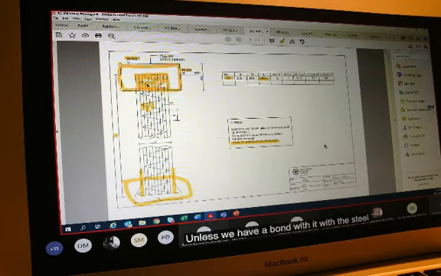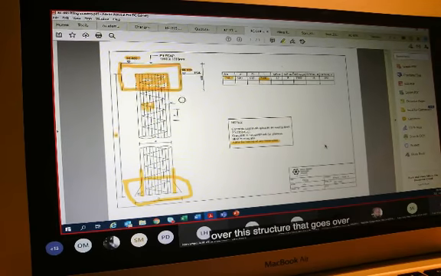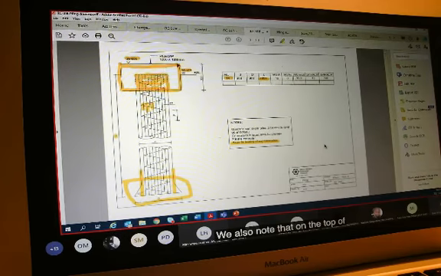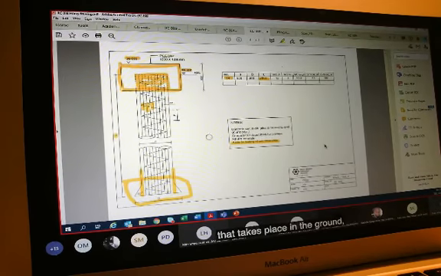Absolutely, Madolo. That is absolutely correct. Because we know, and we've learned through our previous 3 years of study, that no bond is formed unless we have a bond with the steel that's in there and the steel structure that goes over that. And this structure that goes over this pile would be a reinforced concrete pile cap that would go in there. That would also have its own cage.